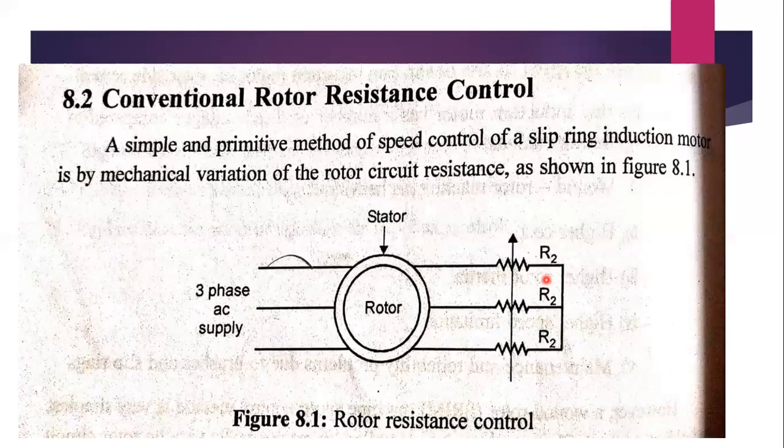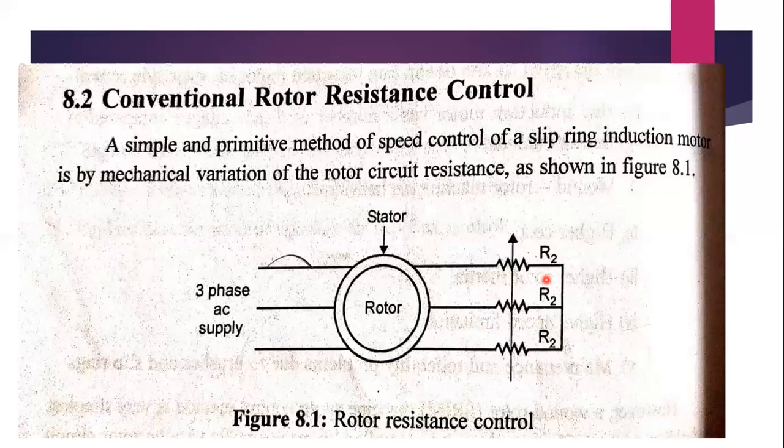When the rotor resistance is inserted into the rotor circuit of the induction motor, what happens? The current drawn from the supply decreases. The rotor current I2 is equal to S into E divided by R2 plus j X2. Rotor resistance is increasing means the rotor current is decreasing. According to transformer action, the stator current is proportional to the rotor current, so the stator current is also decreasing at the time of starting.